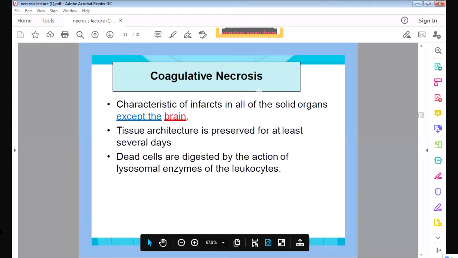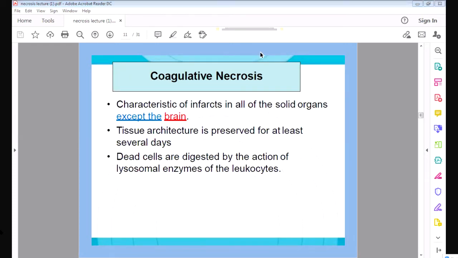Coagulative necrosis is the necrosis which is present in solid organs. Which are the solid organs present in the body? All are solid organs like heart, kidney, liver. So coagulative necrosis takes place in these solid organs like liver, kidney, heart, except the brain. Brain does not undergo coagulative necrosis. It will undergo liquefactive necrosis. So what will happen?